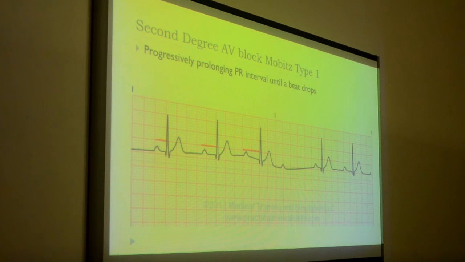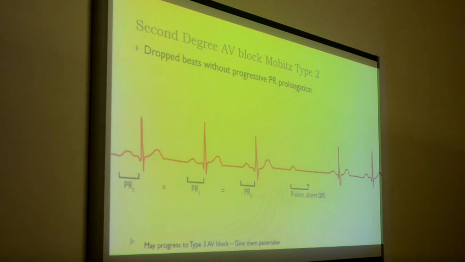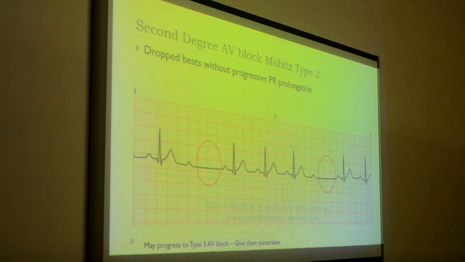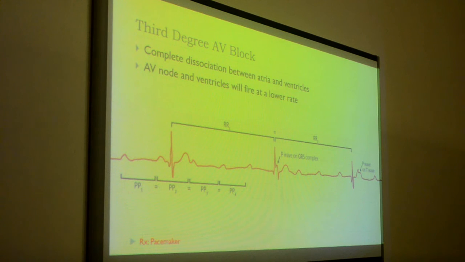So what's happening in type 2? It's usually not even the AV node, it might be even below the AV node in the bundle. It could be anything from ischemic changes to age-related fibrosis, but for some reason there are periods where it stops conducting. This is the one that's worrisome because studies have shown that this is the one that usually progresses to the third degree block. And the third degree block is complete dissociation.